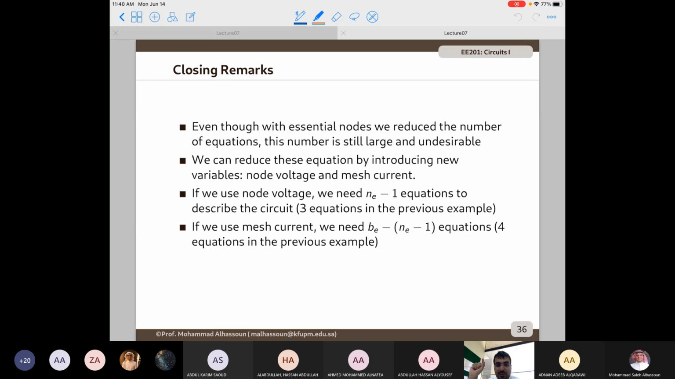So if I introduce the node voltage, I will get NE, the number of essential nodes minus 1 equations to solve. I will get the node voltage after all. Then I can apply Ohm's law to find the remaining components. If I apply the mesh currents, I will get NB minus NE plus 1 equations, which is in this case 4 equations in the previous example.